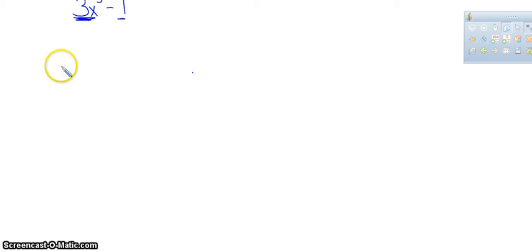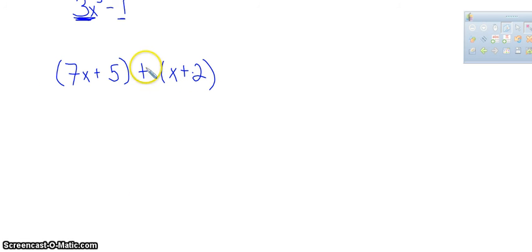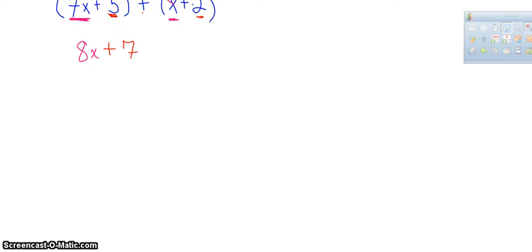And so let's look at one. Let's say I have this 7x plus 5 plus x plus 2. So I have two polynomials I'm going to add. This is my first polynomial right here, and then my second. And what I have to do is I have to add the ones that are the same. So I have 7x and 1x. Those are the same, so I put those two together. So that gives me 8x. And then I have to add the numbers. So I have 5 plus 2, so that gives me 7. And it was positive 7, so it's a plus. That's how you add polynomials.